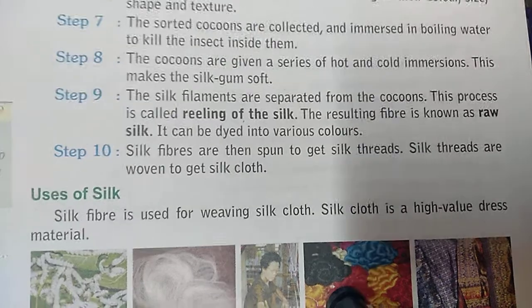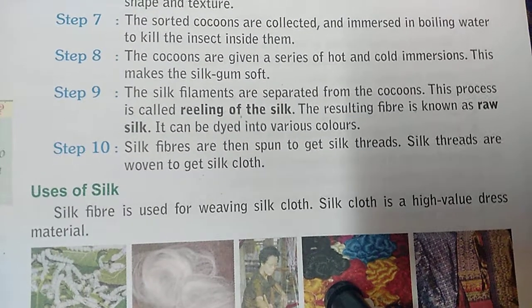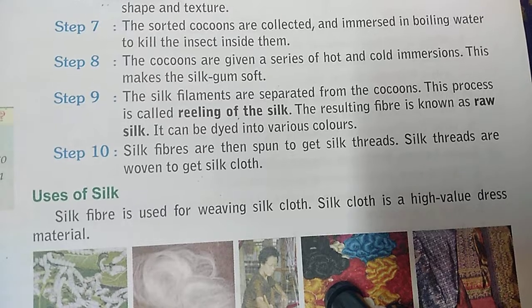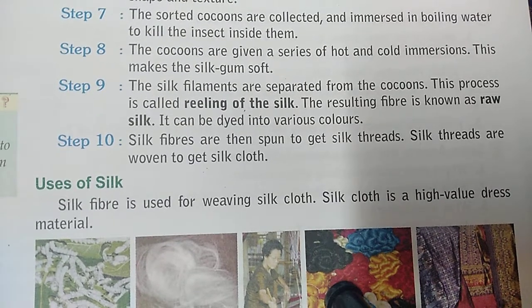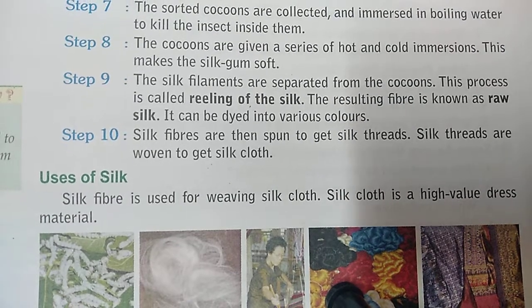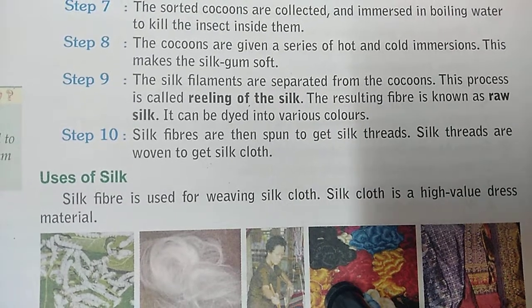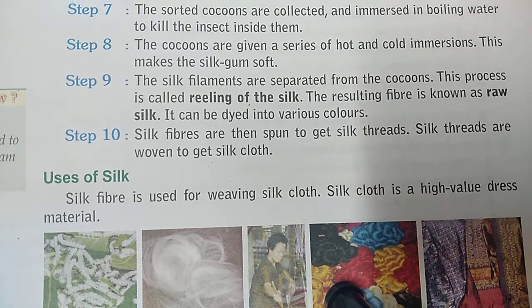Later on, silk fibers are separated from the cocoons and this process is called reeling of silk. Whatever silk we get at this stage is called raw silk, and later on it will be dyed into different colors and then spun to make silk threads, and silk threads are woven into silk clothes.